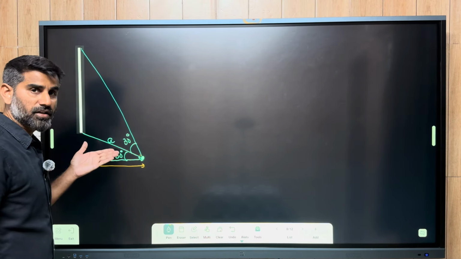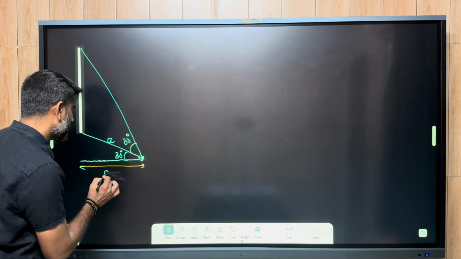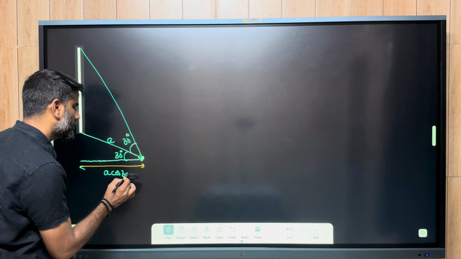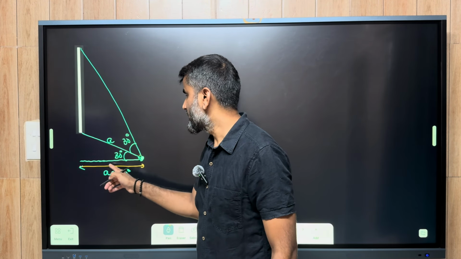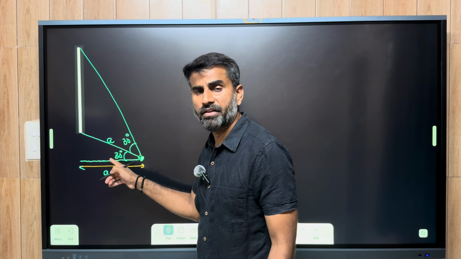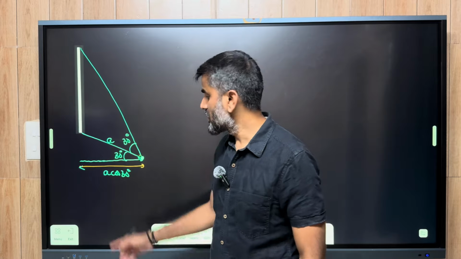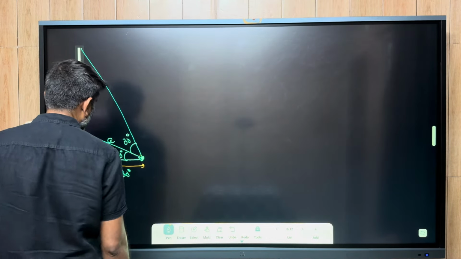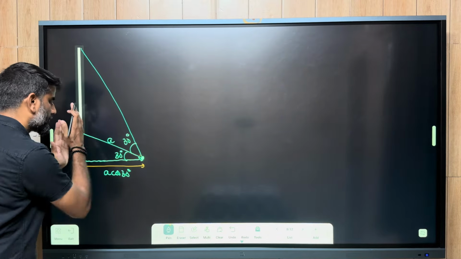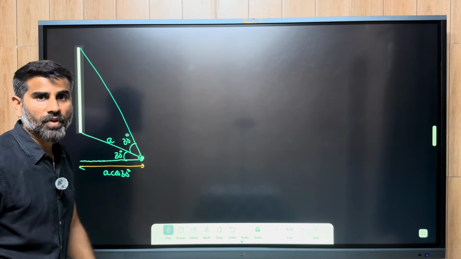I have A here and a 30 degree angle here. What will be the adjacent? It will be A cos 30 degrees. If I consider this as a right angle triangle, this will be our adjacent. To find the adjacent, what trigonometric function do we use? Cosine. So A cos 30. I have found the perpendicular distance from the rod, A cos 30.